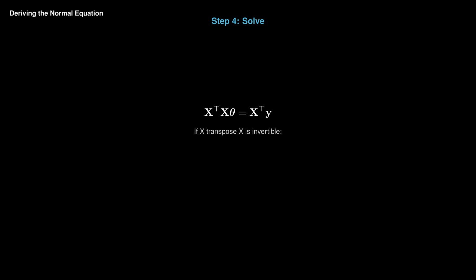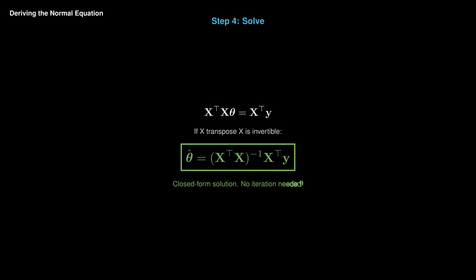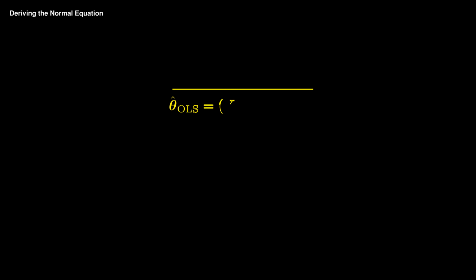If x transpose x is invertible, we can multiply both sides by its inverse. Theta hat equals (x transpose x) inverse times x transpose y. This is the closed form solution. No iteration, no gradient descent, just one matrix computation, and we have the best parameters.